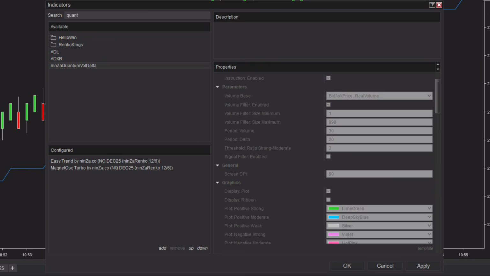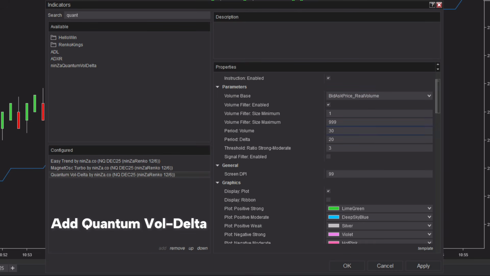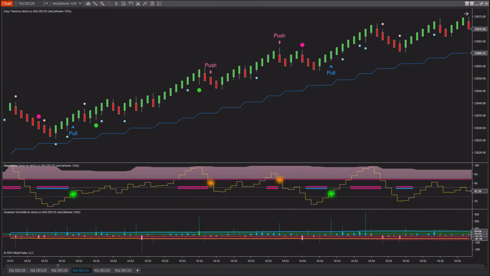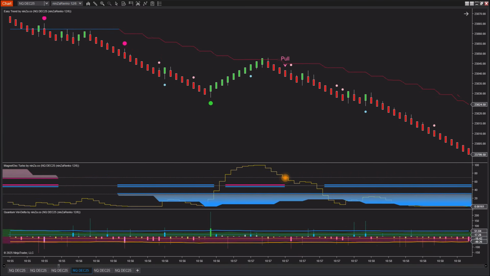And finally, we'll add Quantum Vol Delta to the chart. Just like with Magnet OSC Turbo, there's no need to adjust the appearance. All you need to do is select the right settings. And if you run into any difficulties while setting it up, don't worry, simply reach out to us at support@ninza.co. And just like that, we've successfully set up the entire strategy on the chart.